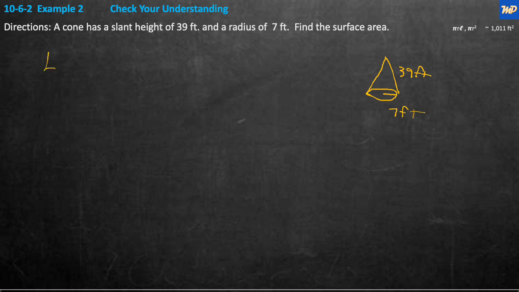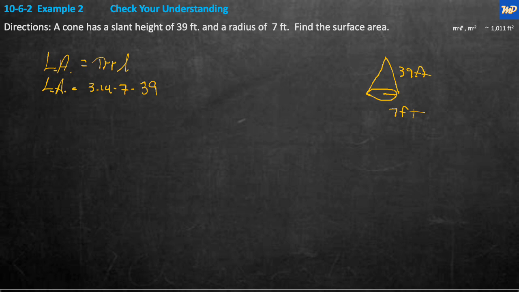The lateral area is pi r l. Okay? And if we extend that out, the lateral area then is equal to 3.14 times the radius of 7 feet times l, 39 feet. Okay, and then what does that come out to? The lateral area is, well, we have the calculator. Let's get the calculator. I'll stop the video and get a calculator here.